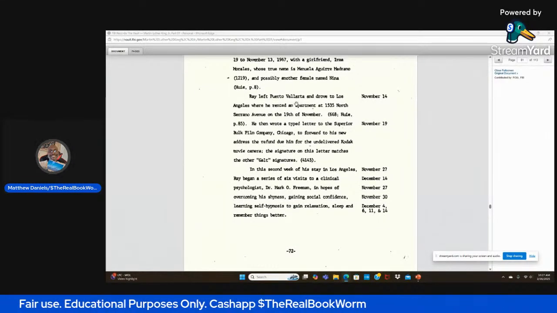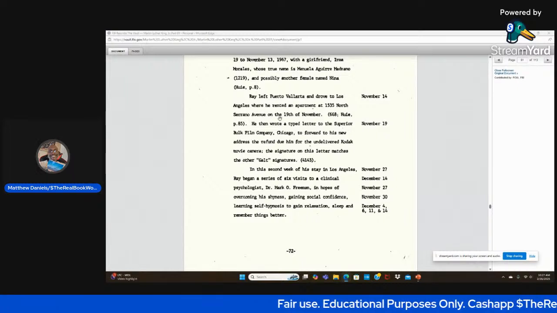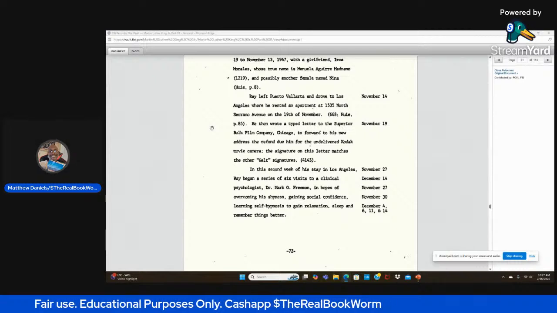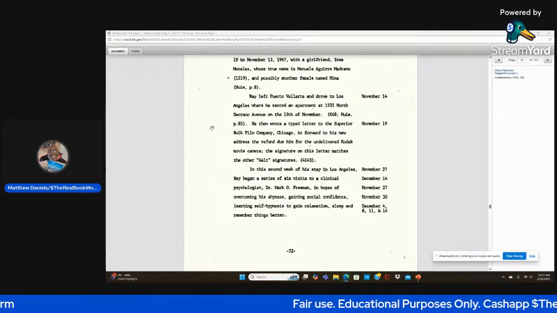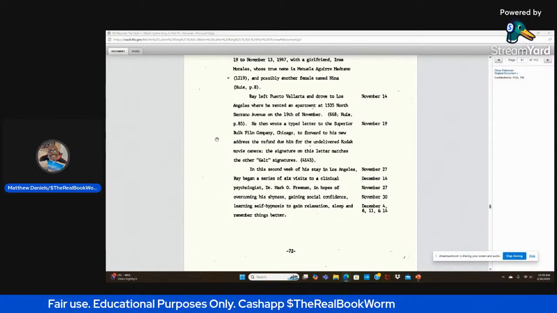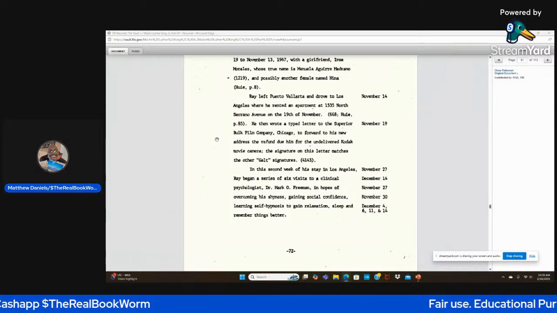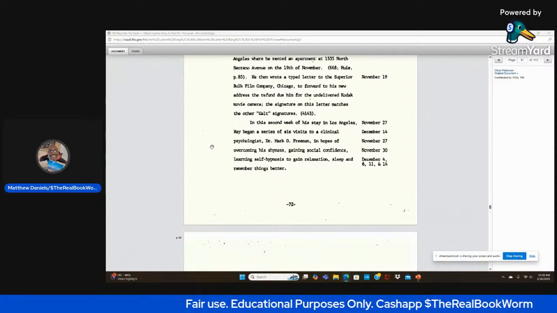Ray left Puerto Vallarta and drove to Los Angeles, where he rented an apartment at 1535 North Serrano Avenue on the 19th of November. So again, now he has more money to rent an apartment. Where's the money coming from? The FBI. He then wrote a typed letter to the Superior Bulk Film Company, Chicago, to forward to his new address the refund due him for the undelivered Kodak movie camera. The signature of this letter matches the other Galt signatures.